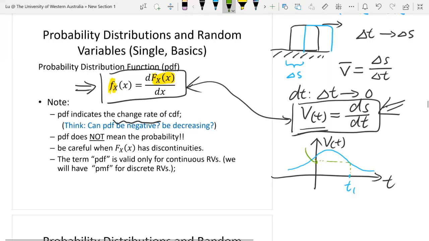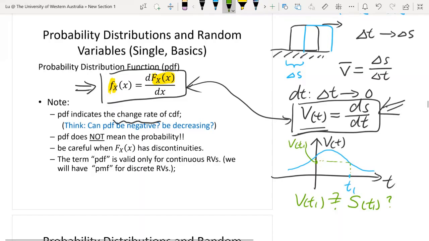We call this point v(t1). So in such a case, can we say v(t1) is actually the displacement of this package at the moment t1? We definitely cannot say it, because this velocity is the change rate of the displacement of the package at that particular moment, but not the displacement at all. So these two things are different.